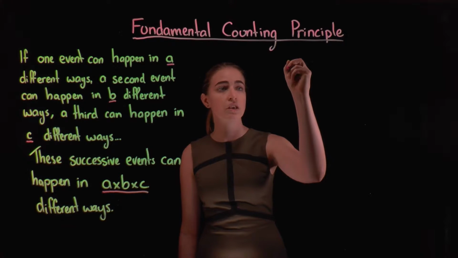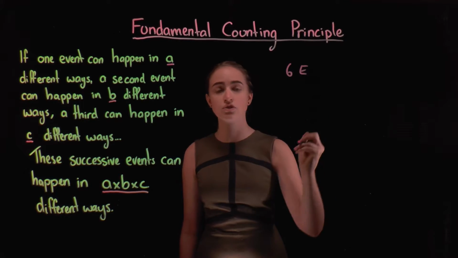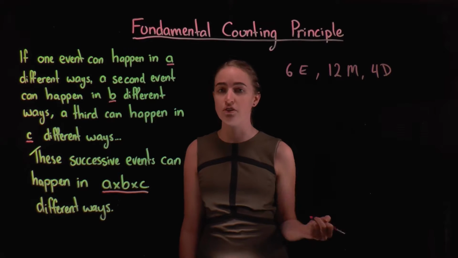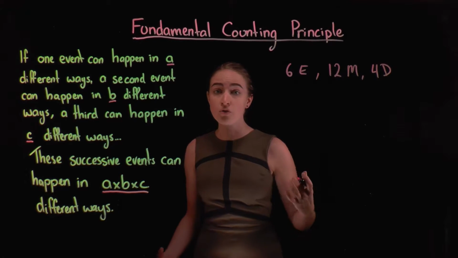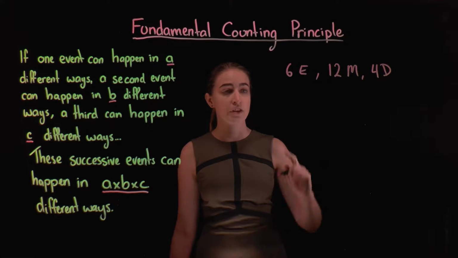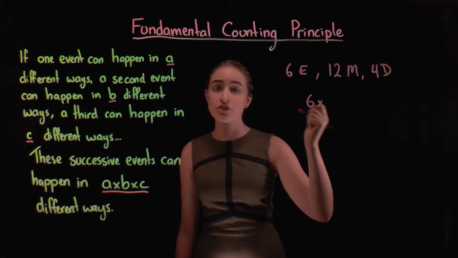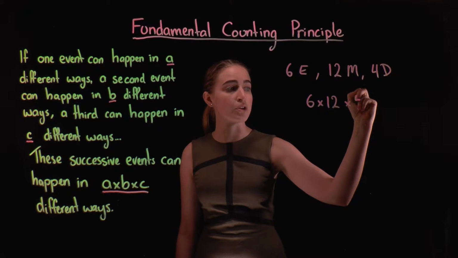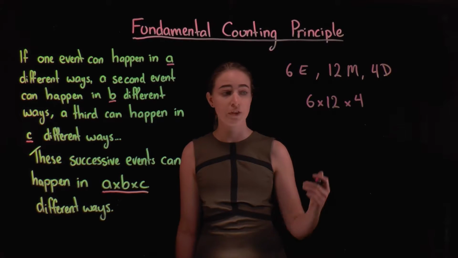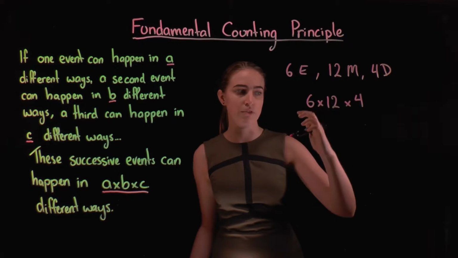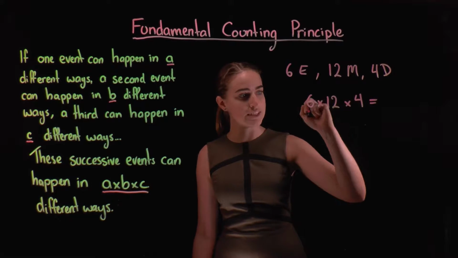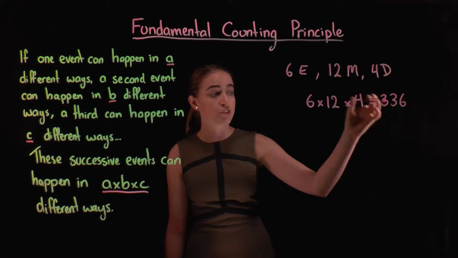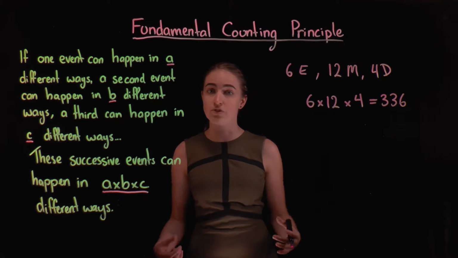Say we're at a restaurant and they have 6 possible entrees to choose from. They have 12 possible main dishes, and then they have 4 desserts that you can choose from. So we want to know the total possible number of ways you could order a meal. So we've got 6 entrees. For each of those 6 entrees, you could pick 12 different main meals. And for each of those options that we've got so far, we could add on 4 different desserts. So the total number of different meal plans that we could order would be 6 times 12 times 4, which would give us 336. So you have 336 different arrangements of your meal.